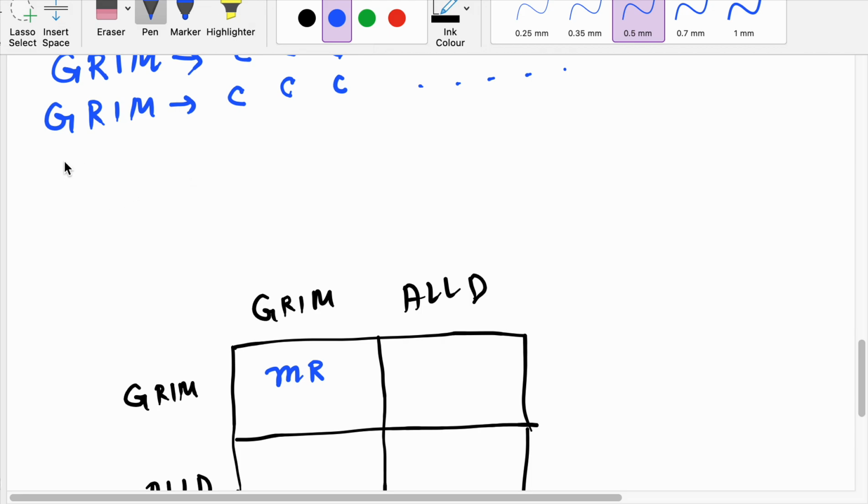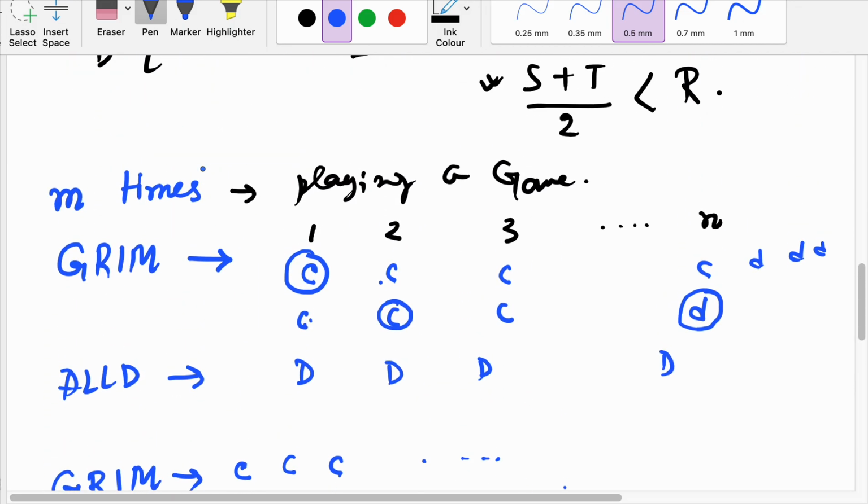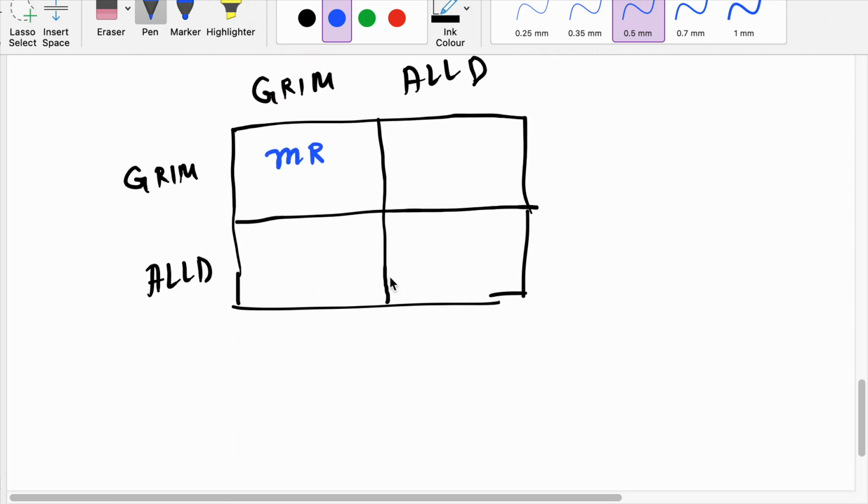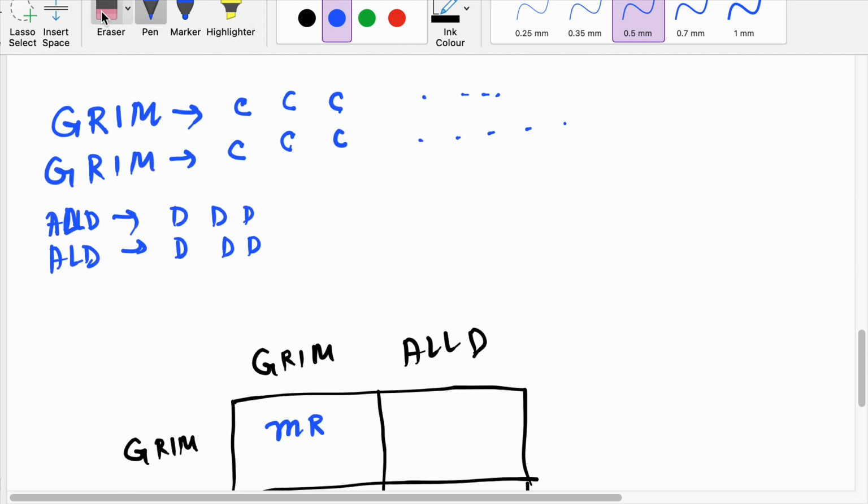Okay. Now let's see all D against all D. We know that all D against all D, no matter what, they will always defect. So they will defect m times, and every round you will get P. So after the mth round, if you sum everything, you will get mP.